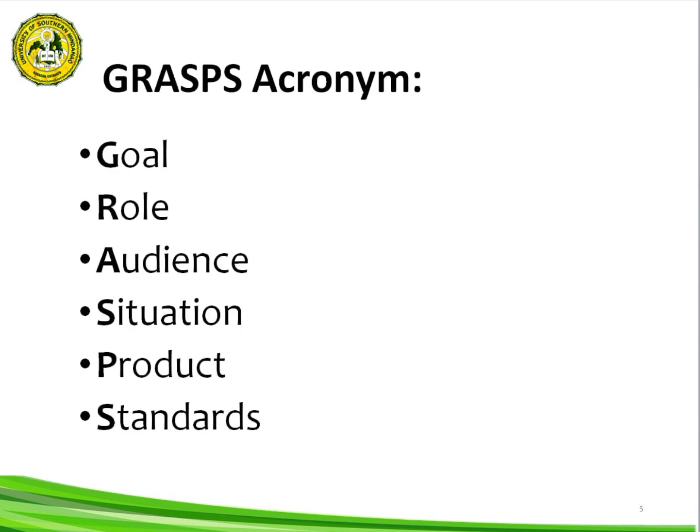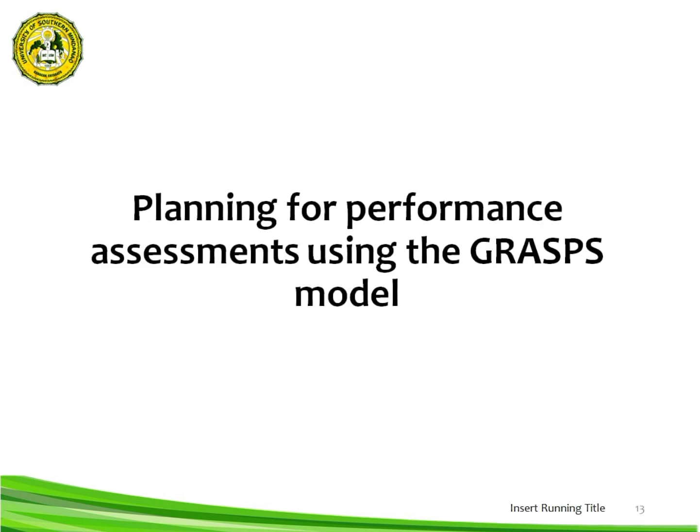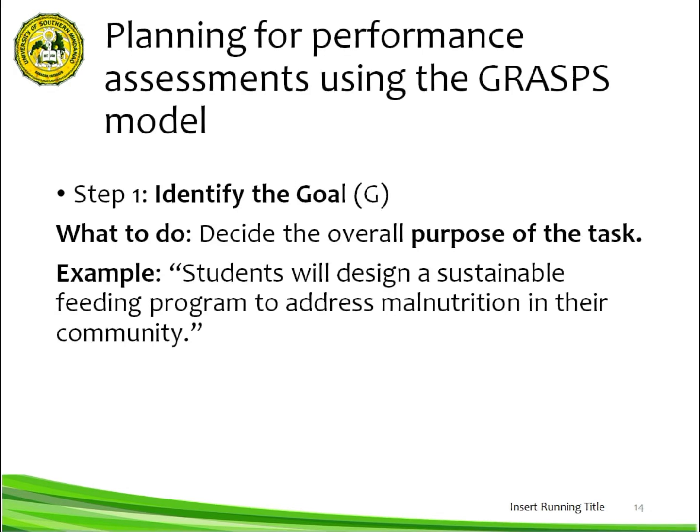So this is the GRASP acronym, where G stands for goal, R is for role, A is audience, S is situation, P is product, and S is standards. So now let us proceed with the planning for performance assessments, or PAs, using the GRASP model. This is the first step of planning the PAs using GRASP. First is to identify the goal.